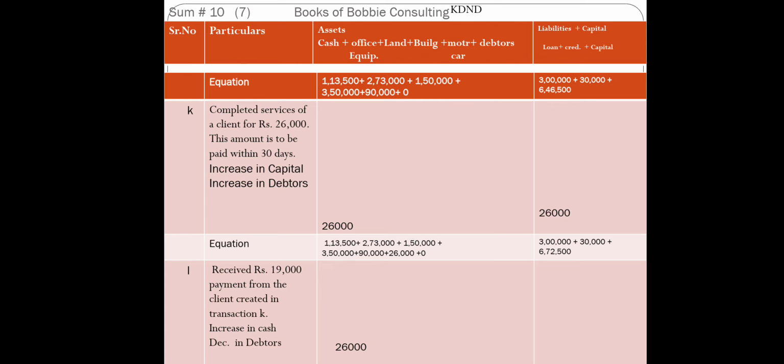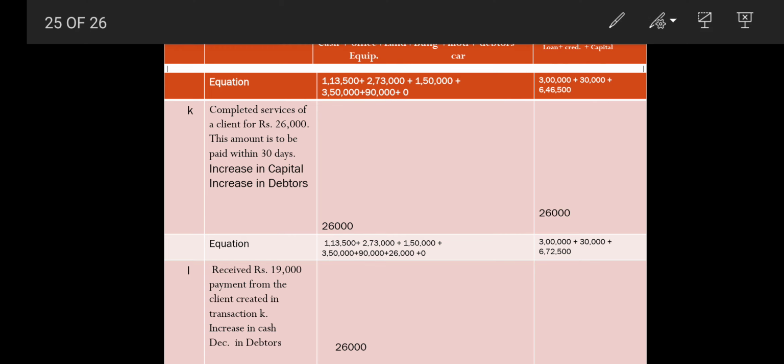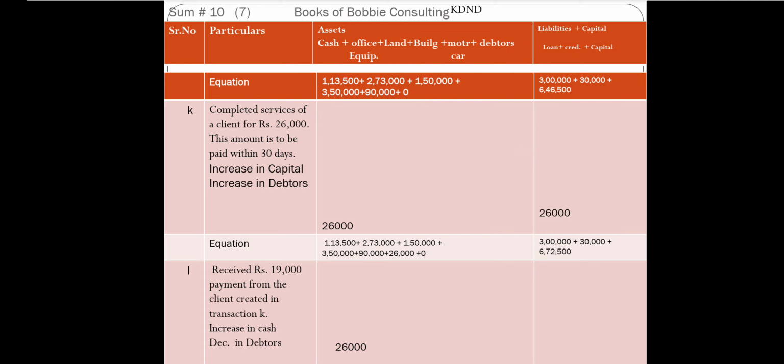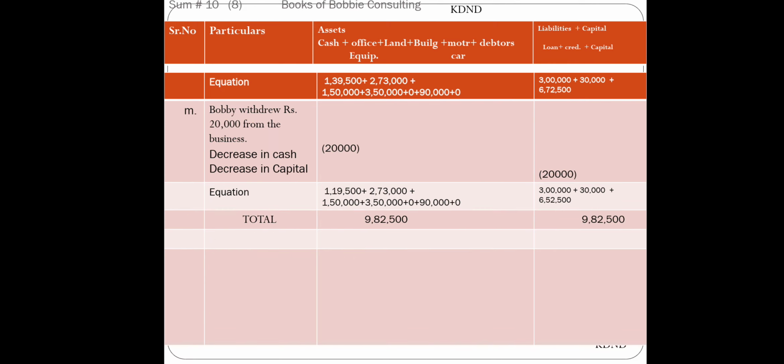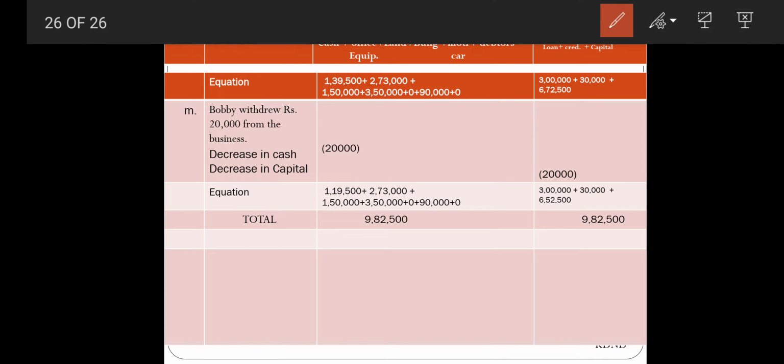Received payment from the client created in transaction K. So here cash increases by 26,000, and at the same time your debtors will reduce by 26,000. So you can see now your debtors will be 0. Debtors is now 0 and rest remains the same, and cash increases by 26,000.